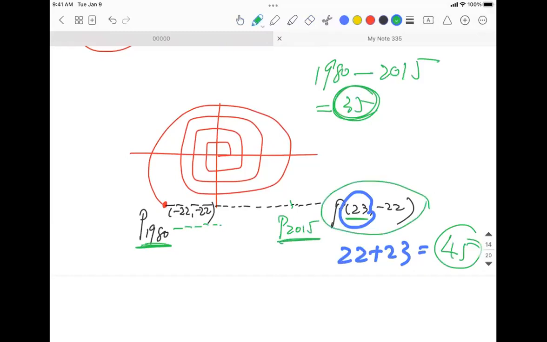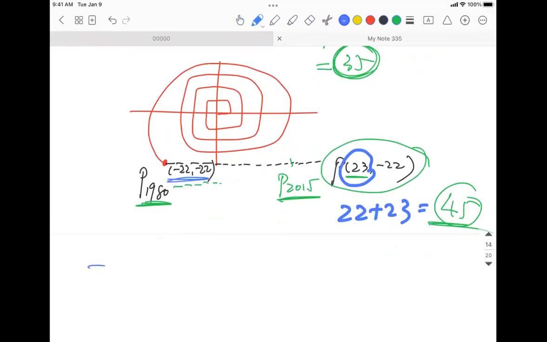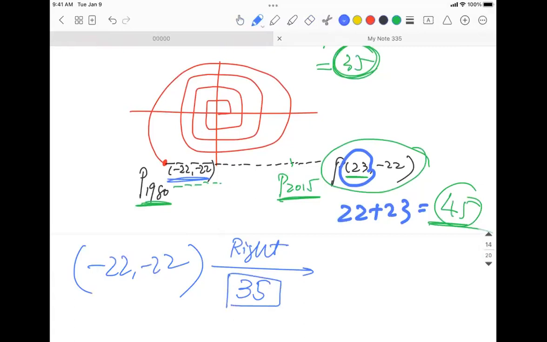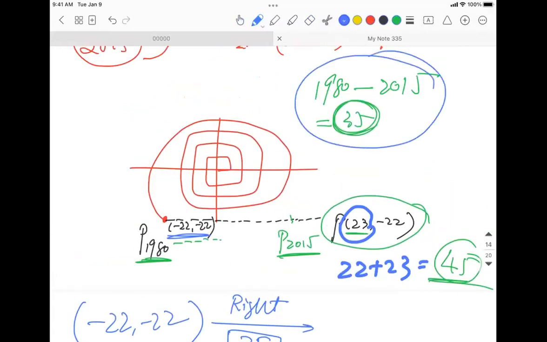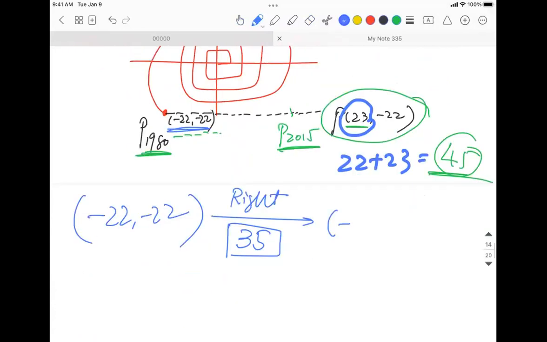You're only going to take turns after 46 steps. That's 10 steps away, so don't worry about it. So at this moment, you are at minus 22, minus 22. You just move to the right for another 35 steps, right? 35 comes from 20, 15 minus 1, like 1980. So this plus 35, your y coordinate is still the same, minus 22. So that's going to give you the answer, 13 minus 22.